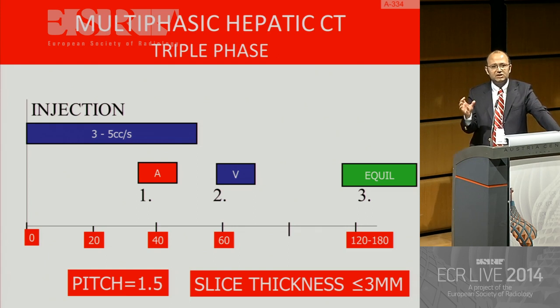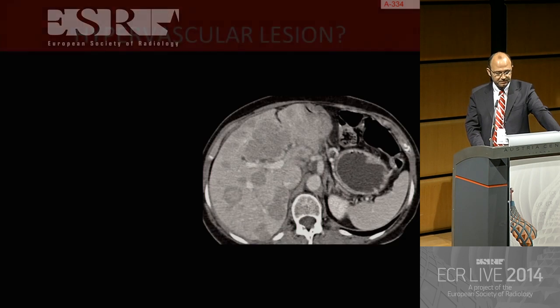So we obtain a late arterial phase. You can do this if you're using a bolus tracking. If you had 10-second delay or 15-second delay, you would be able to catch the late arterial phase, and then we acquire a venous phase. This is 60 to 70 seconds, and an equilibrium phase, and for your slice thickness it's a good approach to have it less than 3 millimeters.